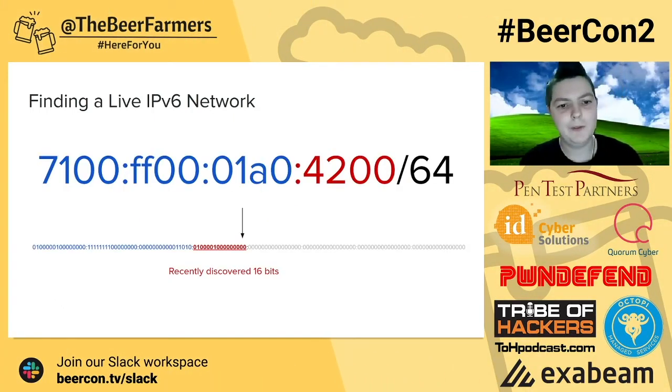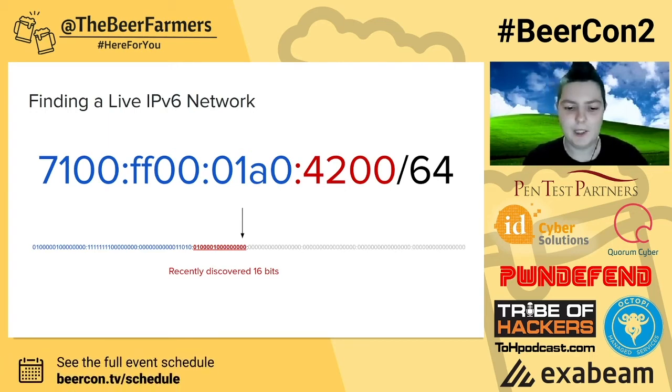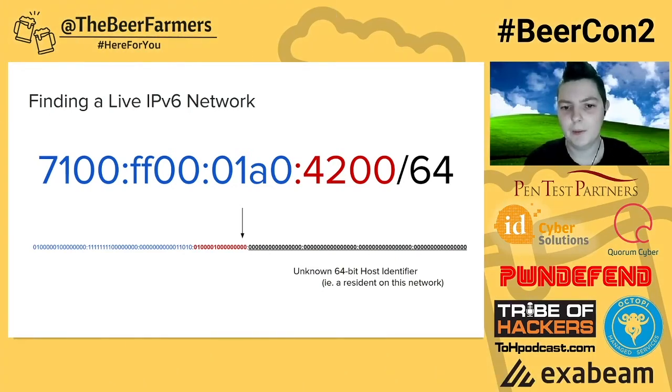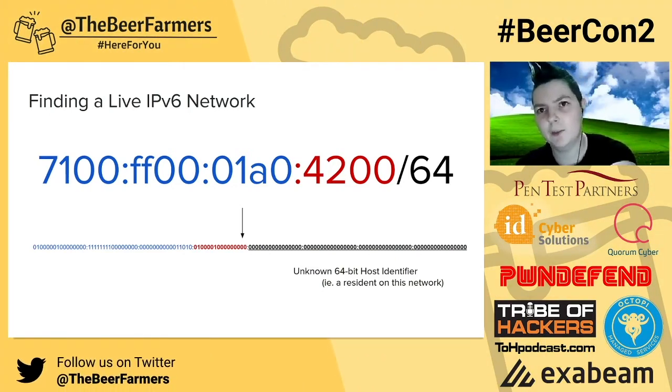This means that we've discovered the 16 bits that make up the rest of our network prefix. So we have effectively found a house. Now we can start finding who actually lives there, which devices are hosted on this network. And that's the remaining 64 bits that we need to find, a 64-bit host identifier.